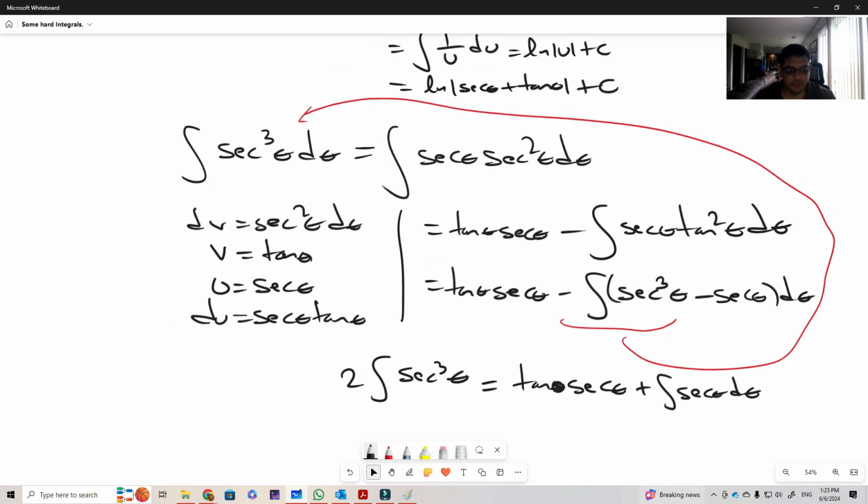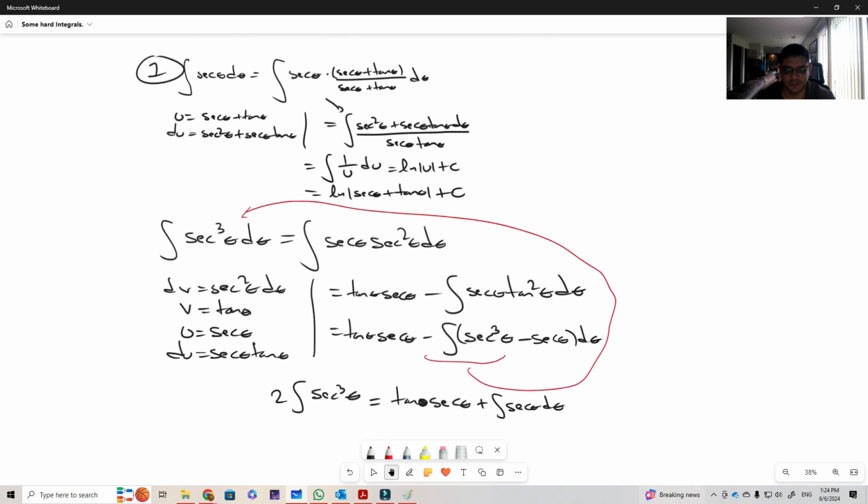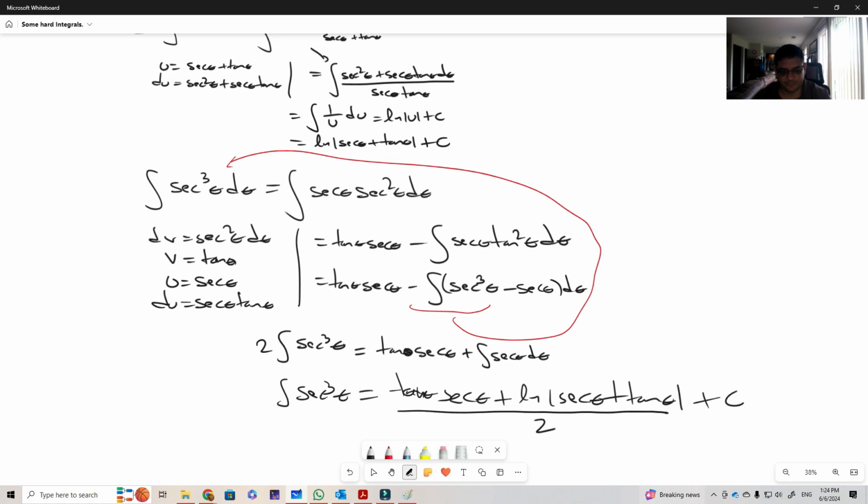Notice that fortunately we just did that one. Okay, we just did that one here, and so I can use it now, and I'm going to have that the integral of secant cubed of theta is tangent of theta secant of theta plus a log of secant plus tangent of theta plus c. And because this was twice, then I can divide everything by 2.